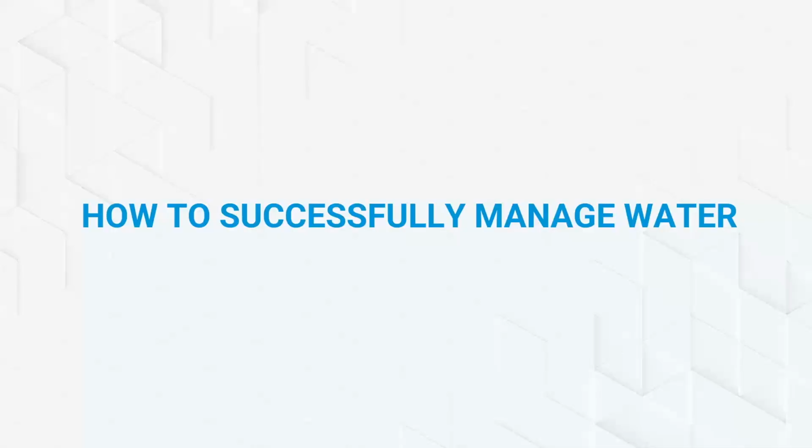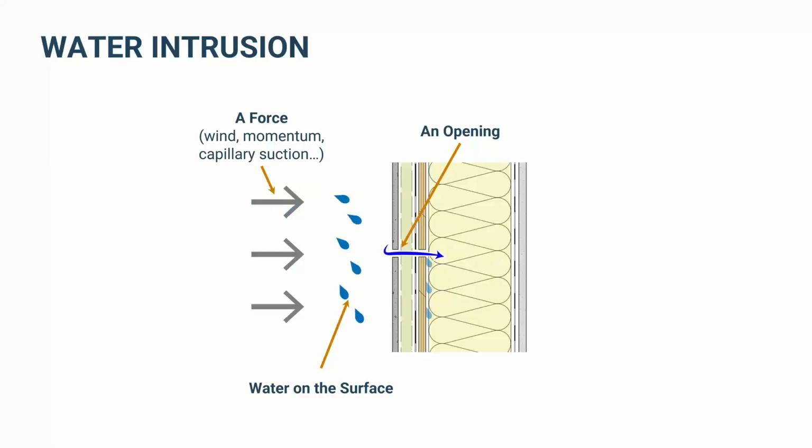Okay. So how will we successfully manage water? Well, let's talk about how water gets in. So in order for water to get into the building, we need three things, right? We need a force, we need an opening, and we need water on the surface. And you have to have all three of those things at the same location for water to leak in. If you take away any one of them, then you're not going to have a leak.